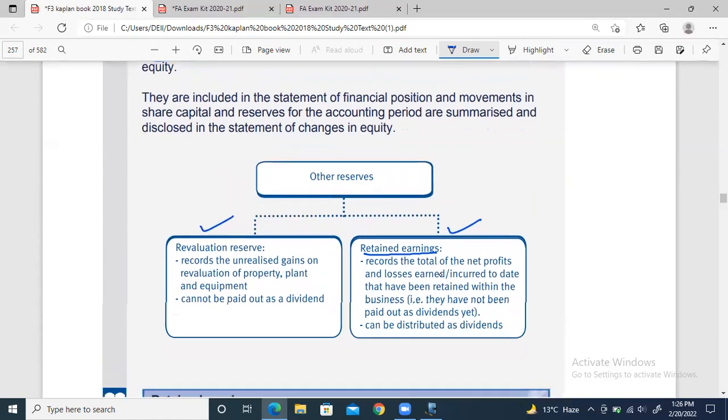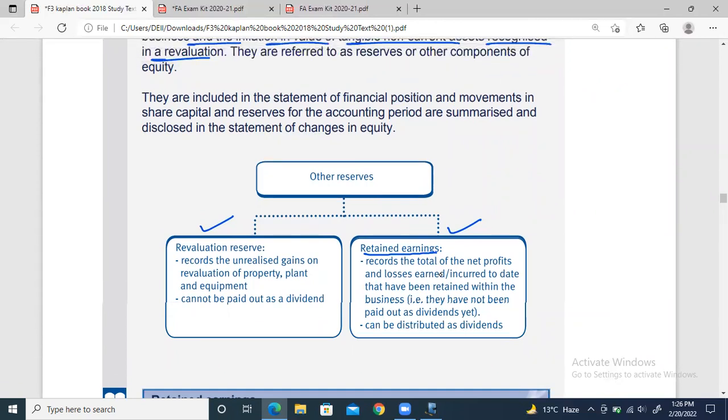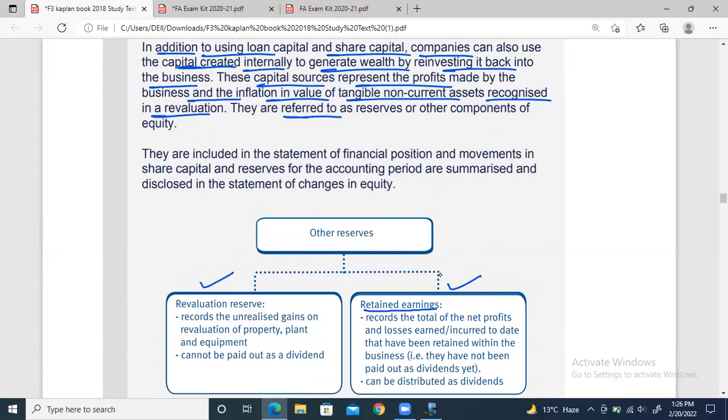So revaluation reserve is basically a non-distributable reserve, because I told you when we studied IAS 16, this is non-realizable. It's an unrealizable concept, right? Because what happens is that we have actually not earned any money. We don't have any physical cash for revaluation reserve, right? It's just an increase in value. We have actually not sold the asset.